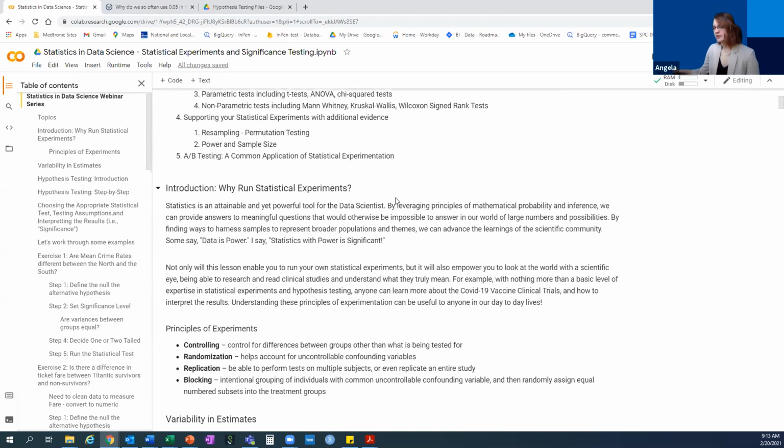Okay, so for our introduction, why run statistical experiments? As I mentioned before, statistics and statistical experiments is a very attainable tool for the everyday data scientist. But not only is it attainable, it's very powerful. The more you learn about these concepts, the more you will see them in your day-to-day lives all around you. And you'll be able to actually get evidence-based answers to some questions that you might even have about some real-world data and real-world circumstances. By leveraging principles of mathematical probability and inference, which you may have gotten some foundation in attending last week's session, we can provide answers to very meaningful questions that would otherwise be impossible to answer in our world of large numbers and possibilities.